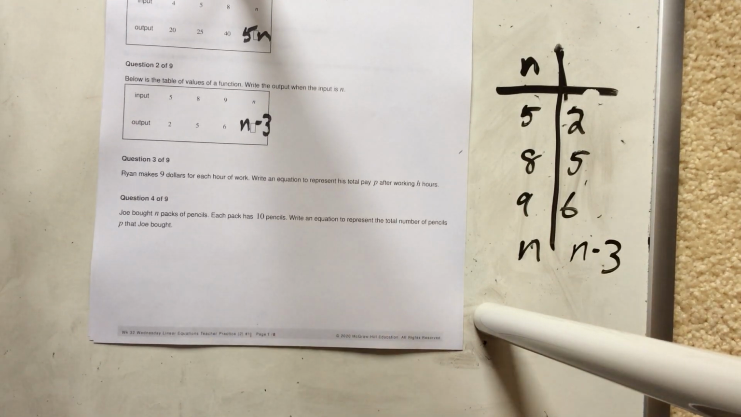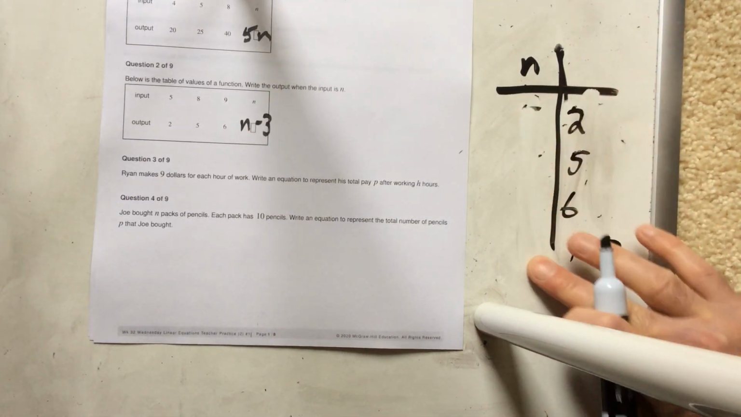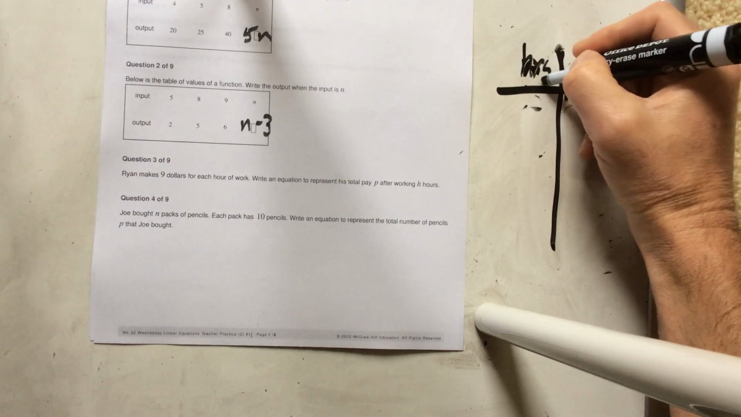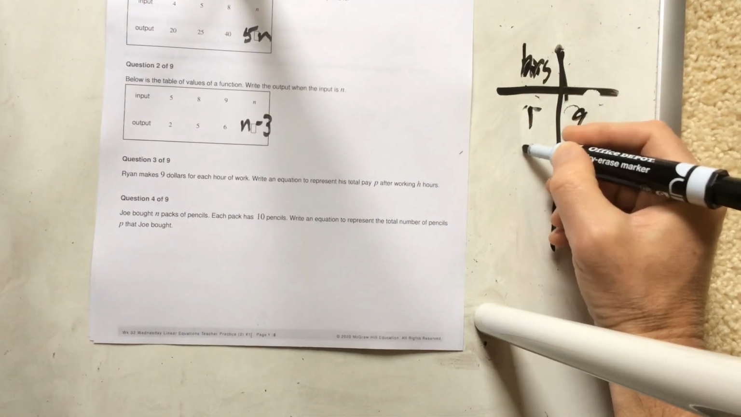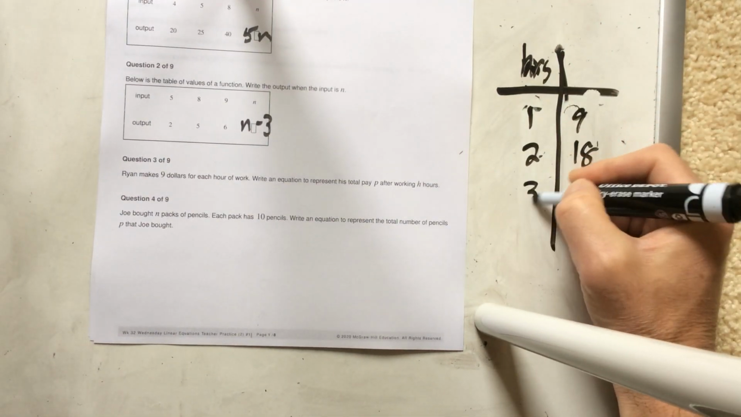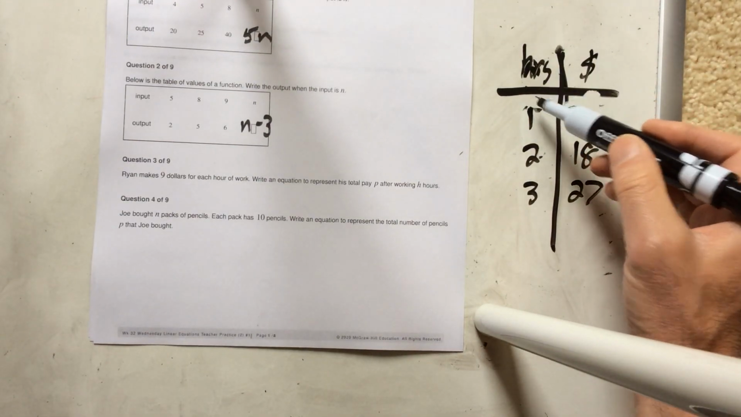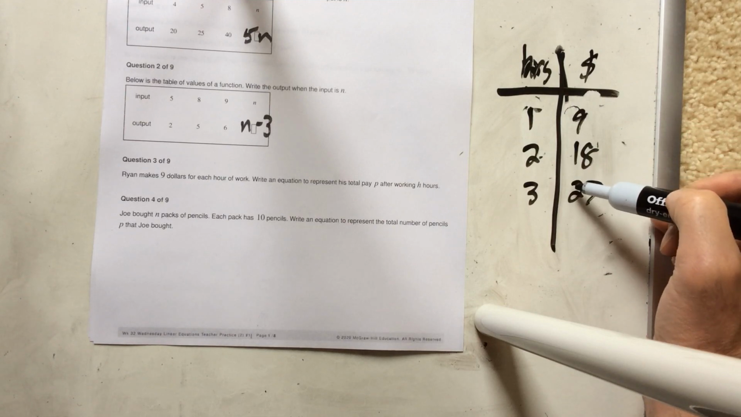Okay, the next one. Ryan makes $9 for each hour of work. He makes $9 per hour. So if I put hours over on this side, after 1 hour he makes $9. After 2 hours he makes 18. After 3 he makes 27. This is how much money he makes. This is my independent variable and my dependent variable.